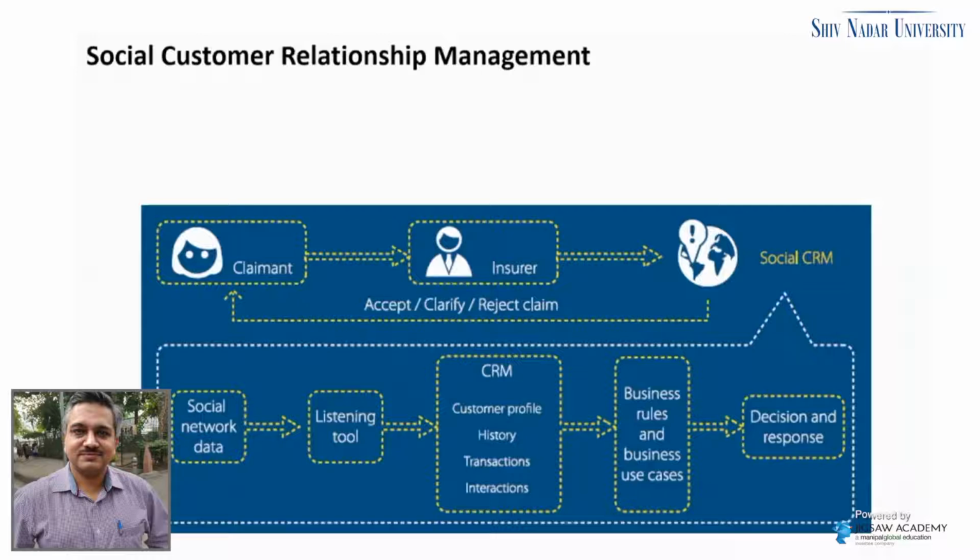So what we do is we look at listening. We have a kind of listening tool, and then we look at your customer profile, history, and transactions. We can do all that. Based on the business rules, combined with the decision-making process, the insurer is able to find out, based on social customer relationship management, whether it's a genuine claimant or a fake claimant, a good customer or a bad customer. By the way, these things are being looked at by various insurance companies, so it's no more fantasy land we're looking at.